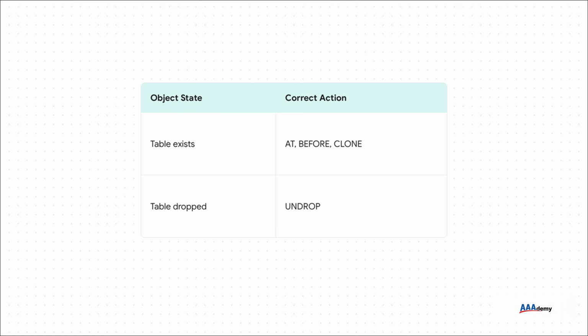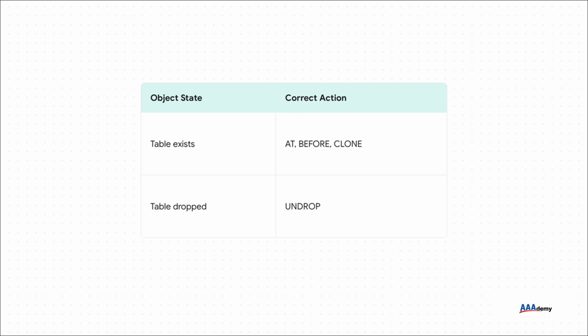So the absolutely crucial point here is matching the state of your object to the correct action. It's kind of like a matching game. If your table still exists, but valid rows were deleted, just like in our opening dilemma, you must use the AT or BEFORE clause to query the data or use CLONE to copy it. You literally cannot use UNDROP here. I can't stress this enough. Choosing UNDROP when the table still exists is a fatal exam mistake.